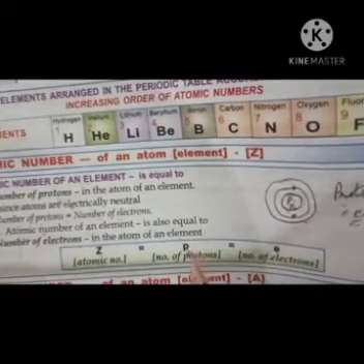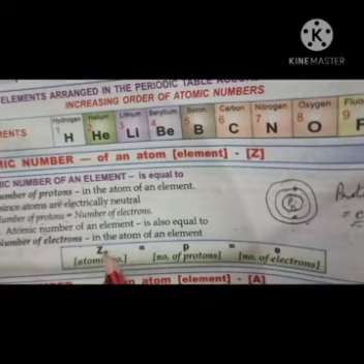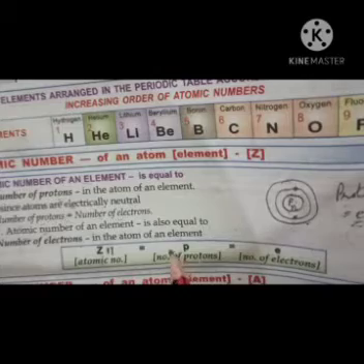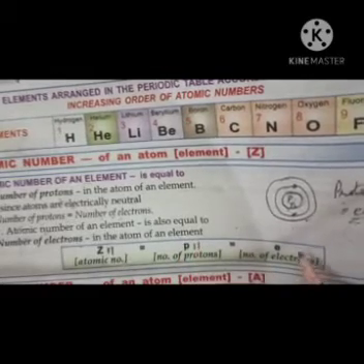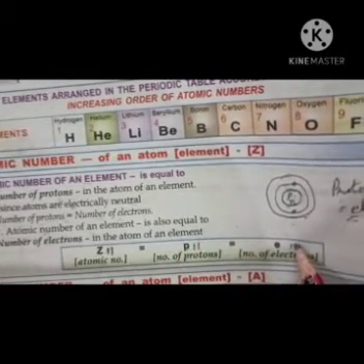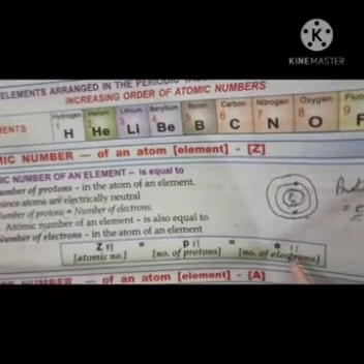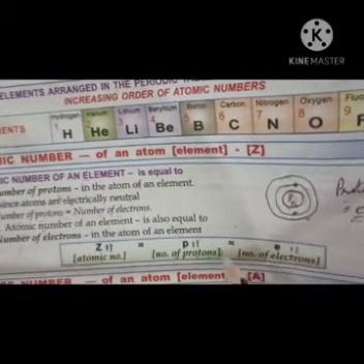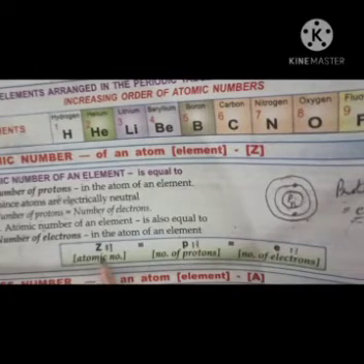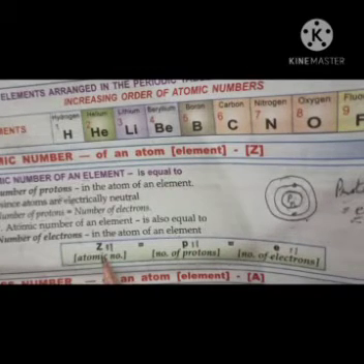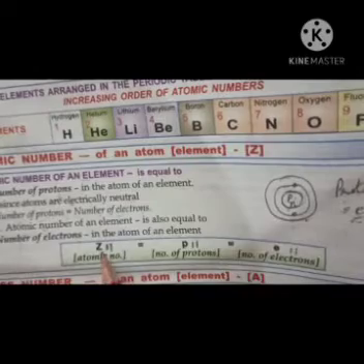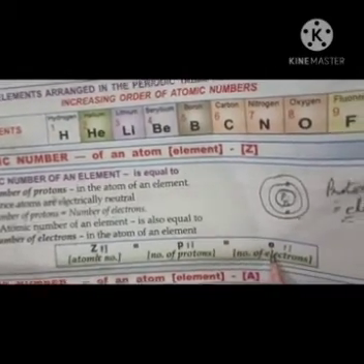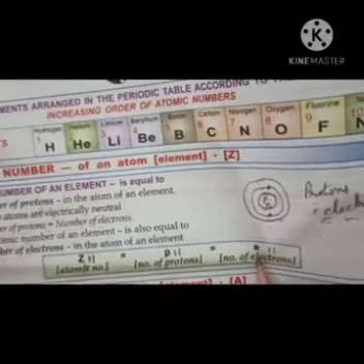It means if the atomic number is 11, then the number of protons is also 11 and the number of electrons is also 11. Or if we know the number of electrons is 11, the number of protons is also 11 and the atomic number is also 11, right? And atomic number is denoted by Z. So Z is equal to P, which is also equal to E, where E is the number of electrons.